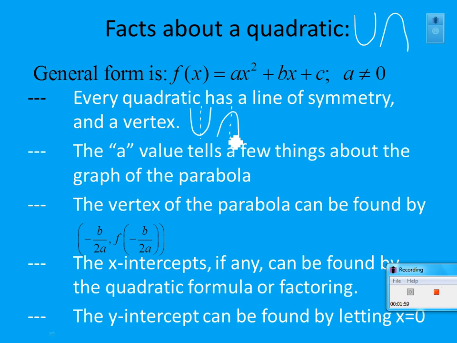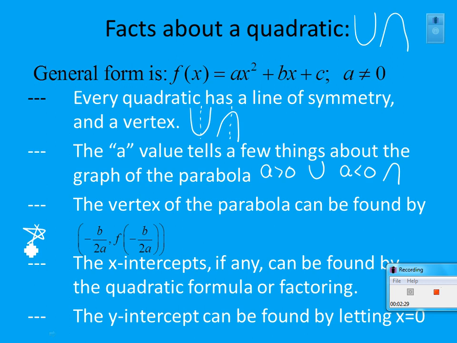The a value tells you a few things about the graph of the parabola. If a is greater than 0, aka positive, I know it's going to open up. And if a is less than 0, negative, we know it opens down. Things that we've already talked about this year. Here's the part that we haven't used this year, and I don't know if you know it from FST days. The vertex of a parabola can be found by this formula. The opposite of b over 2a, that's my x-coordinate.